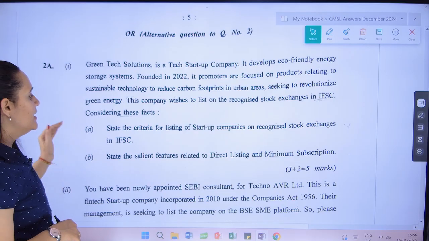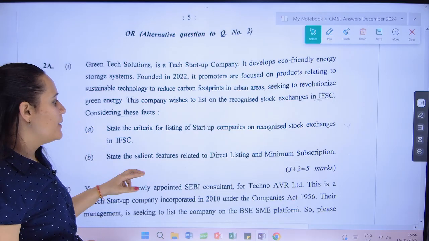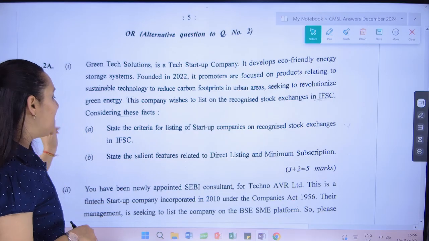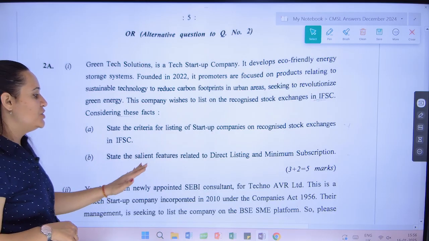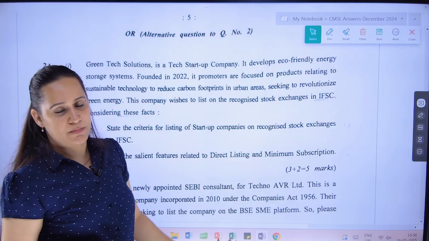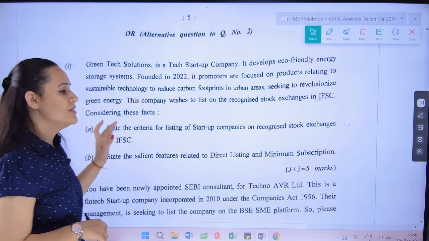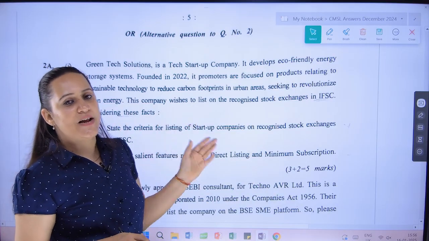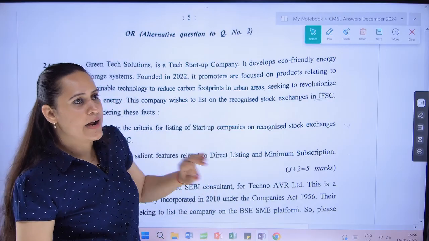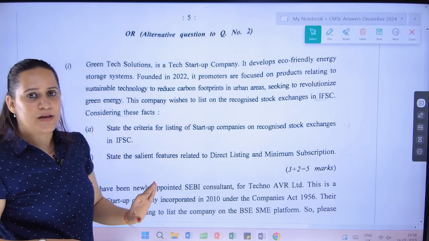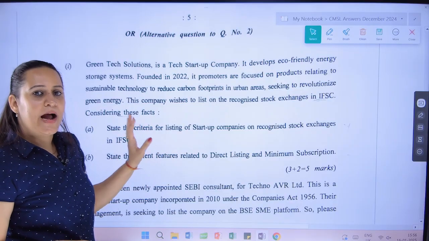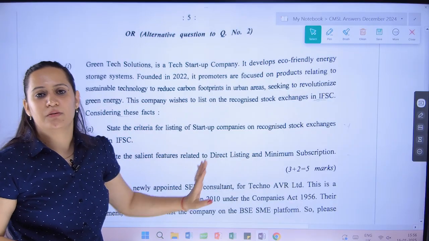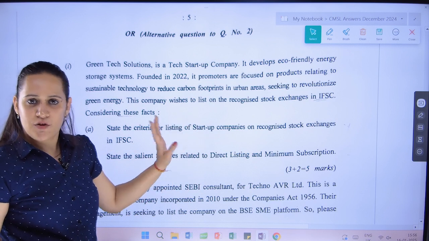Considering these facts, state the criteria for listing startup companies on the recognized stock exchange in the International Financial Service Centers, and state the salient features related to direct listing and minimum subscription. So again, it is a question from chapter number 7, International Financial Service Centers. It is a direct question, nothing to do with the facts that have been provided. Directly you can answer what is the criteria for listing of a startup and what are the provisions for direct listing and minimum subscription for it to become a successful IPO.